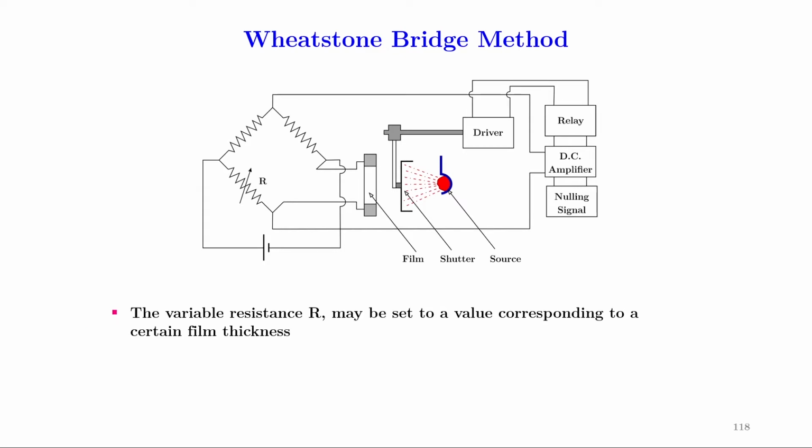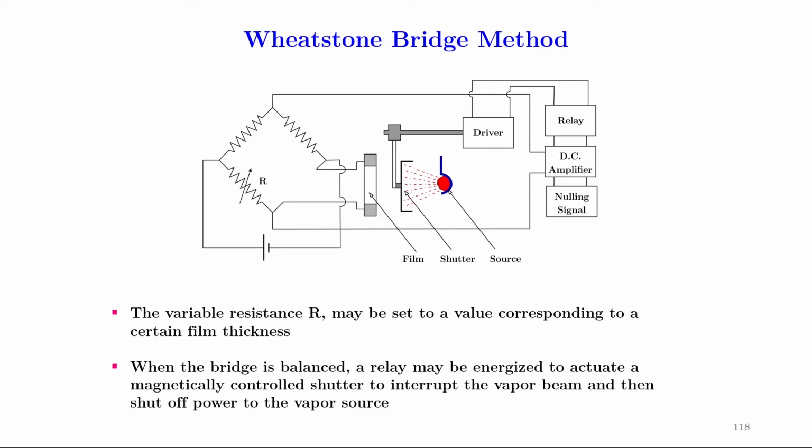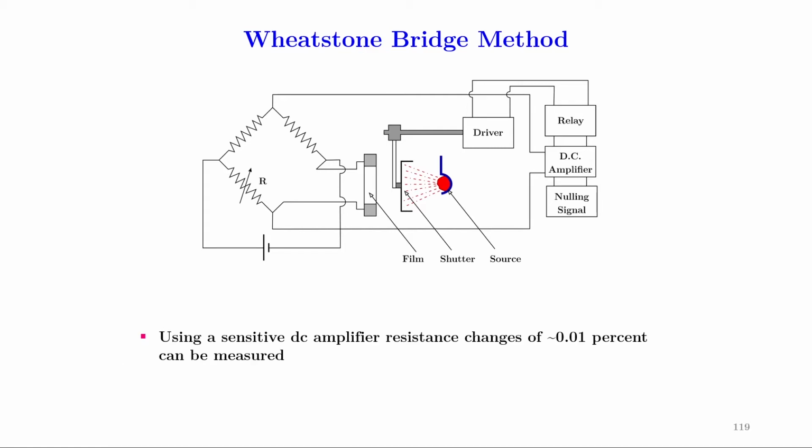The variable resistance R may be set to a value corresponding to a certain film thickness. When the bridge is balanced, a relay may be energized to actuate a magnetically controlled shutter to interrupt the vapor beam and then shut off power to the vapor source. Using a sensitive DC amplifier, resistance changes of approximately 0.01% can be measured.